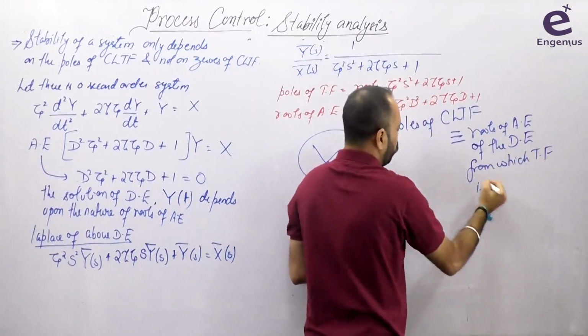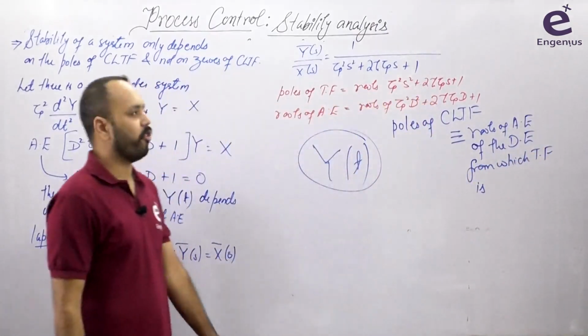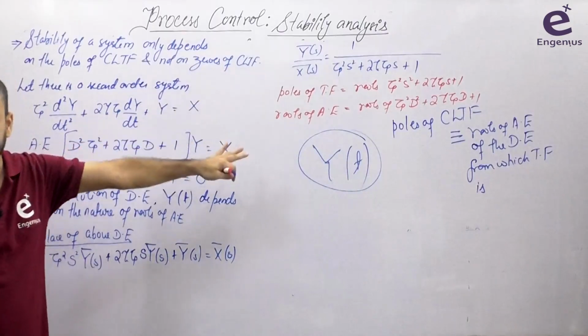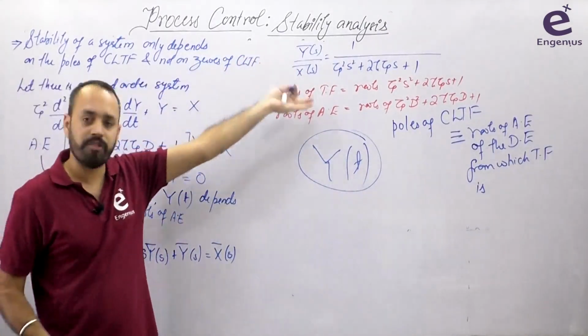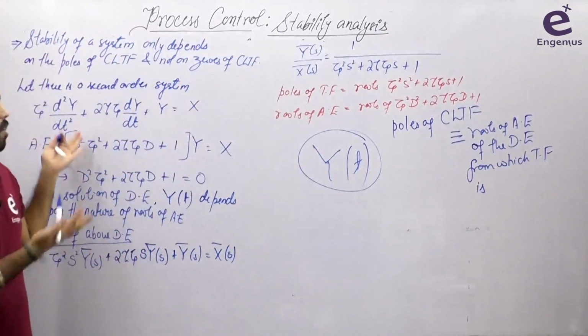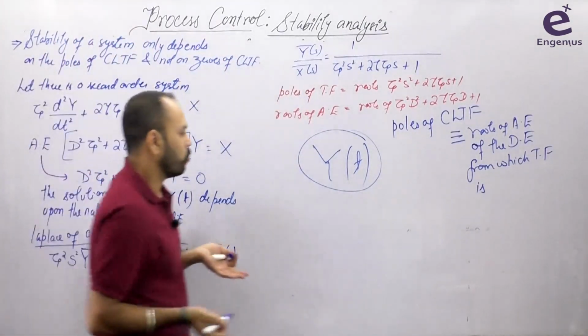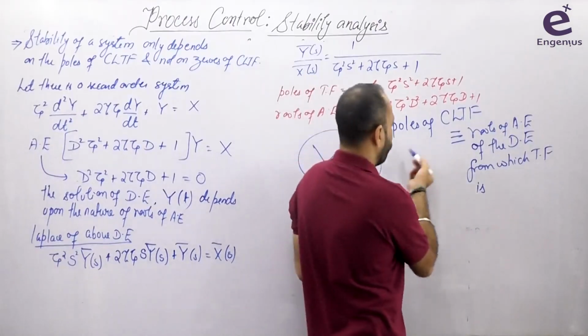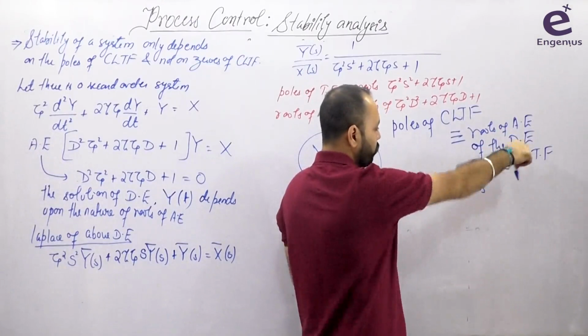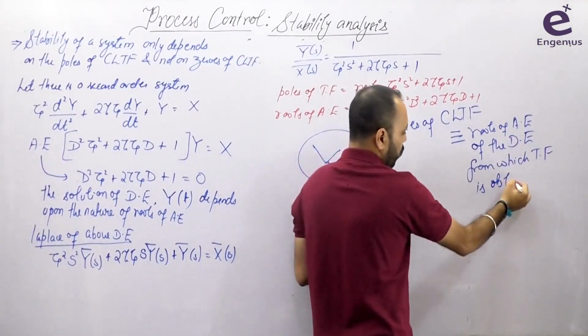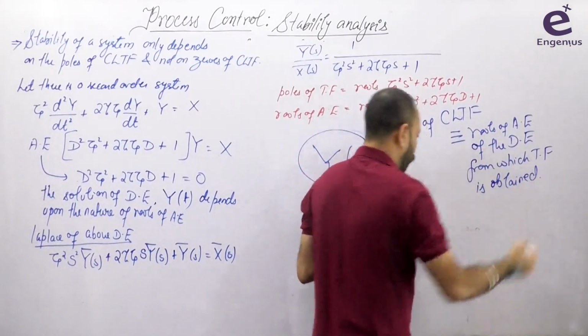ठीक है? तो ये जो ट्रांसफर फंक्शन है ये डिफरेंशियल इक्वेशन का ही दूसरा रूप है ना? So whether you talk in terms of S domain, then you have transfer function. If you are talking in terms of time domain, then you have differential equation. Okay. So poles of closed loop transfer function are the same as the roots of auxiliary equation of the differential equation from which the transfer function is obtained. So this likh lo. This is one more conclusion.